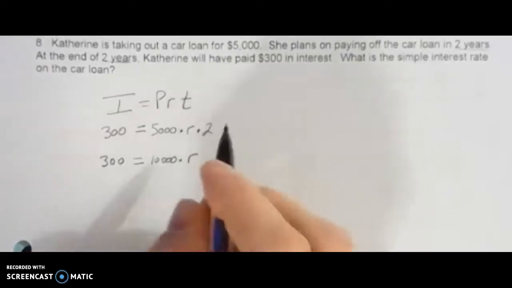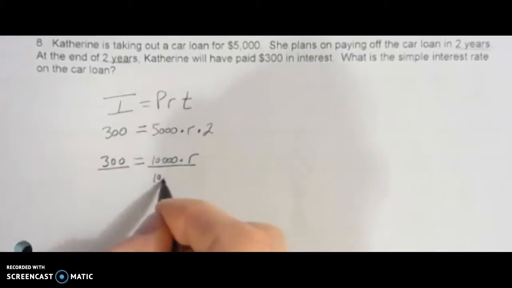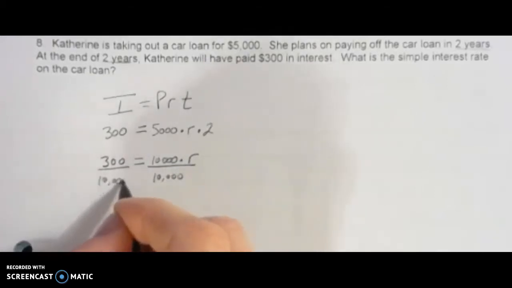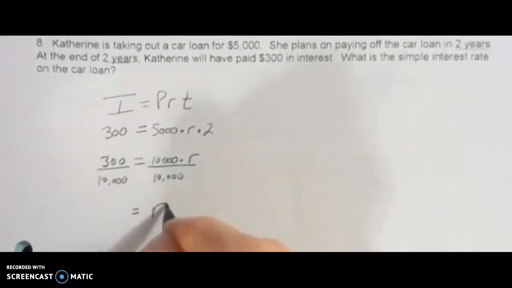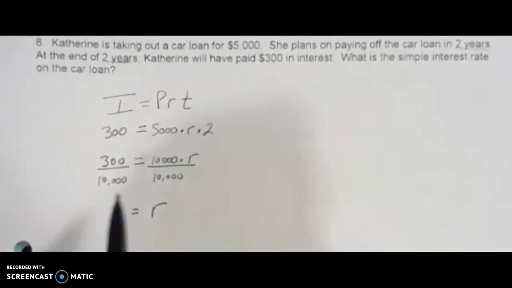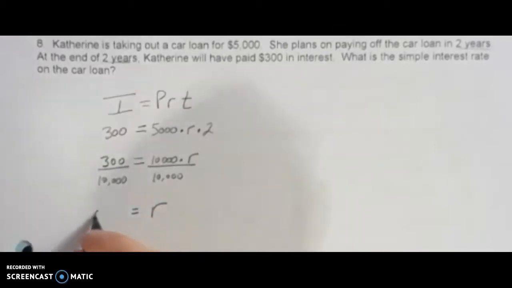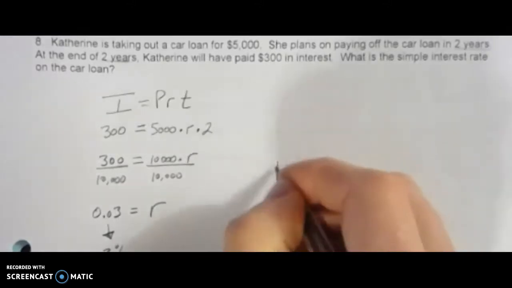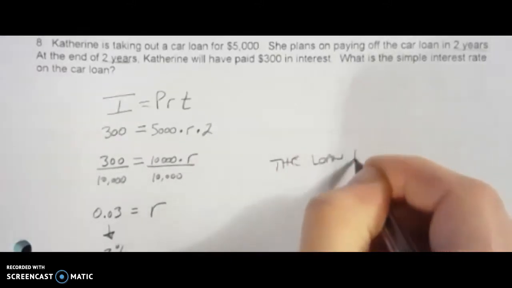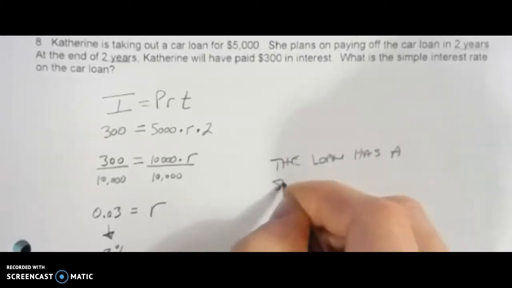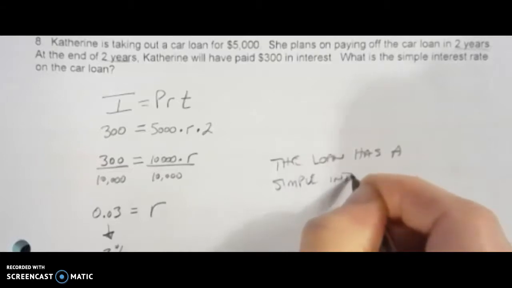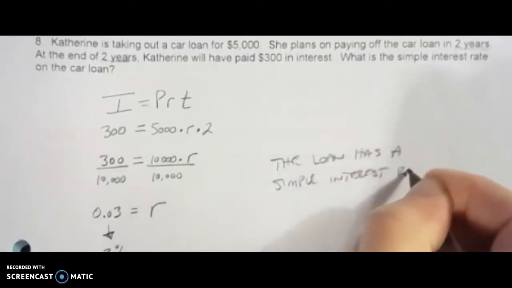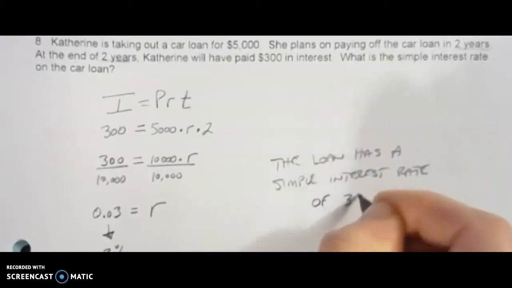In order to get the value of R, all we have to do is divide each side by 10,000. On the right, 10,000R divided by 10,000 leaves us with R. On the left, 300 divided by 10,000 is equal to 3 hundredths. So that's our rate in decimal form, but we want to express it as a percentage. Move the decimal twice to the right, and that gives us 3%. And so we can say that the loan has a simple interest rate of 3%.